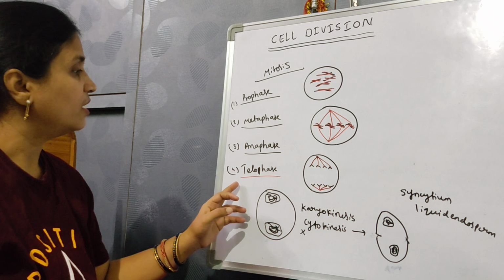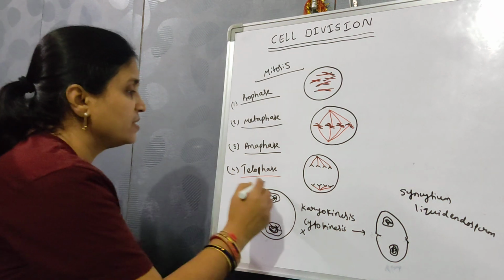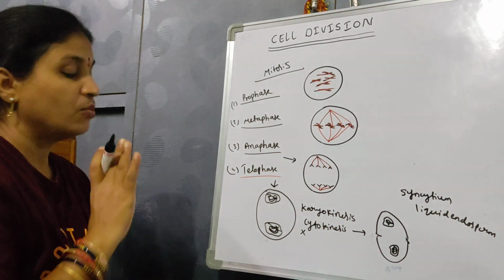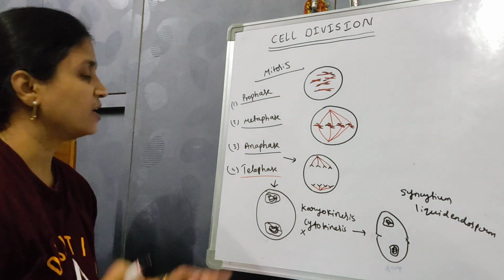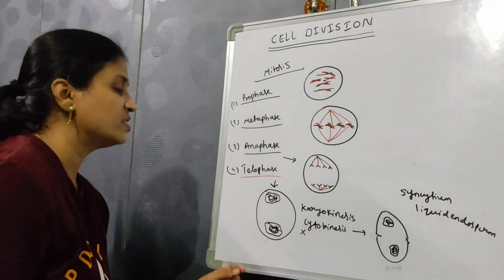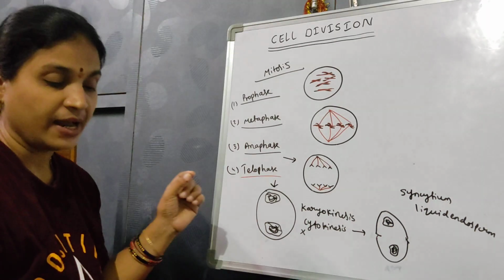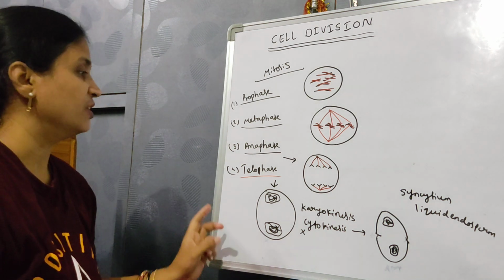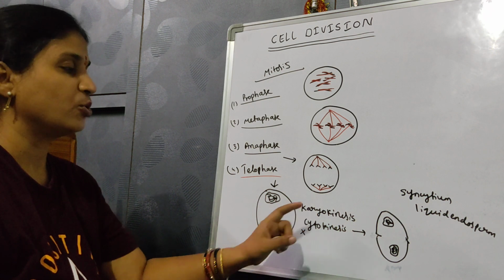Then in telophase, what happens? This is anaphase, and this is telophase. The chromosome cluster is formed at the opposite poles. Then the nuclear envelope develops, the nucleolus develops, and the Golgi complex and ER also develop nicely. This is nothing but the division of the nucleus, karyokinesis.